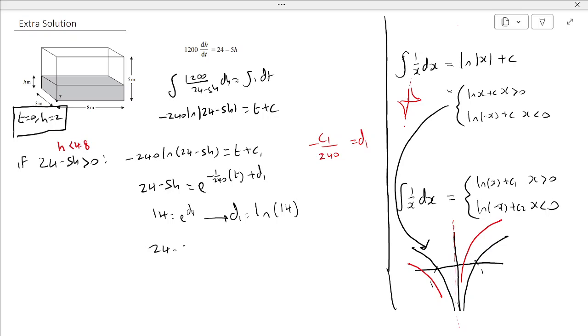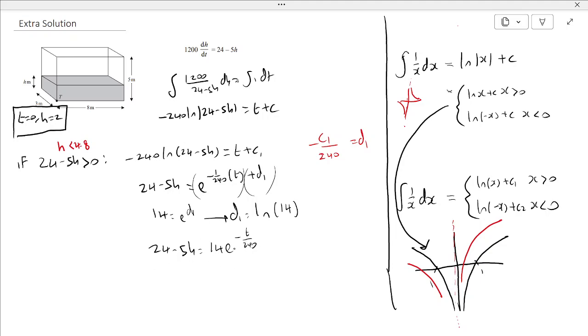So 24 minus 5h is e to the minus... So it'd be e to the minus t over 240 times e to the d1, and e to the d1 is just going to be 14. So this will be 14 e to the minus t over 240. And we did all this last time, if you put in t equals 0, this does work.